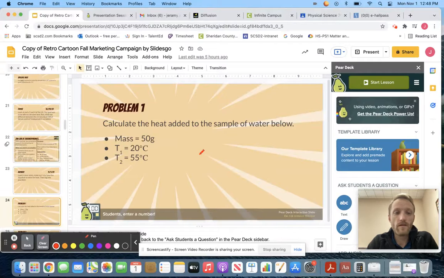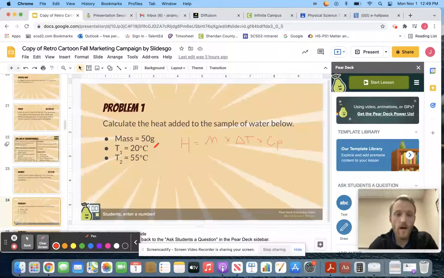So what we want to look at then is we just want to make sure that you feel good using our H, or heat energy, equals the mass times, oh man, this is bad, the change in temperature times the specific heat of water. And that's going to tell us how much heat was added to that water.